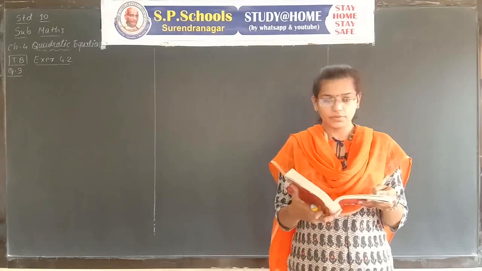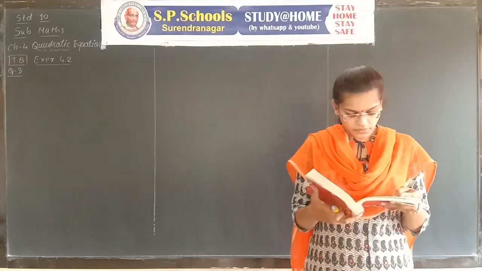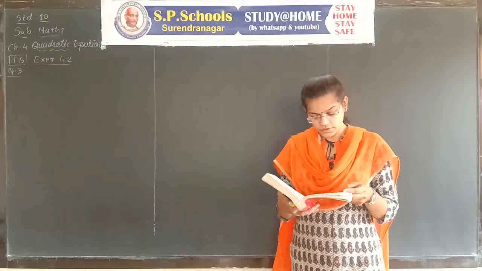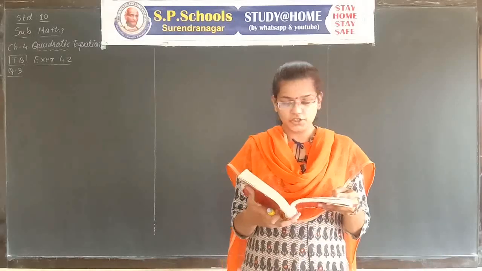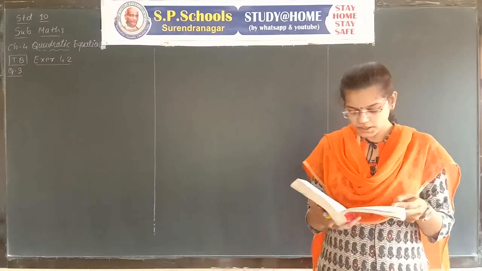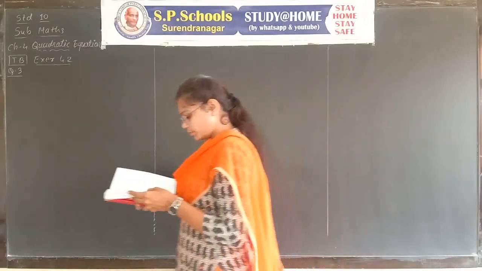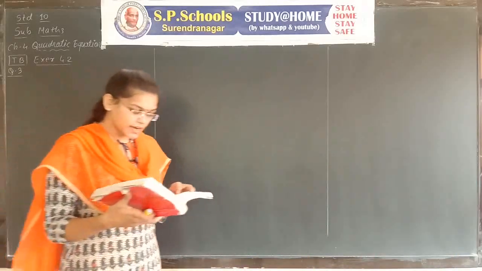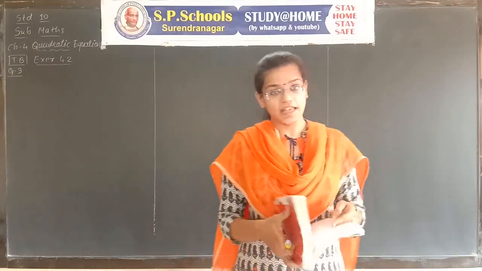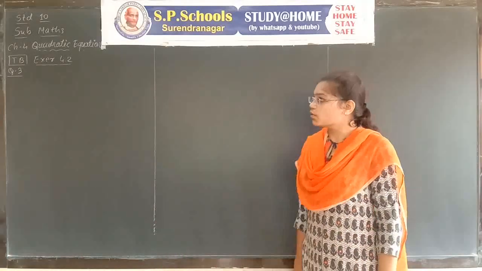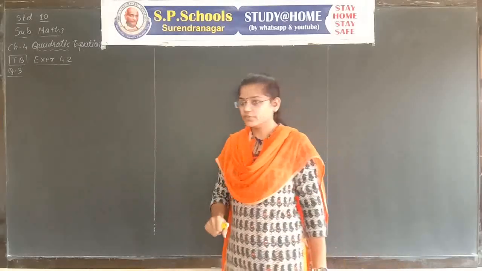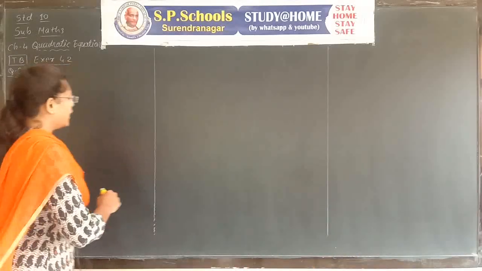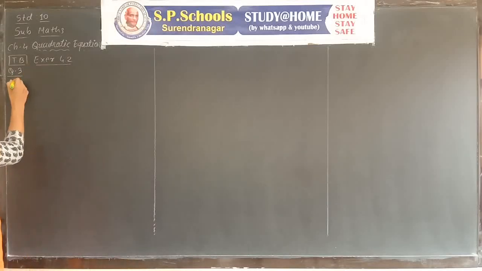Find two numbers whose sum is 27 and product is 182. Two conditions are given. One condition is the sum of the two numbers and the second condition is the product of the two numbers. First of all, we are assuming one number as x. As we know, it is a quadratic equation, and a quadratic equation contains only one variable. So first of all, we have to take one number.